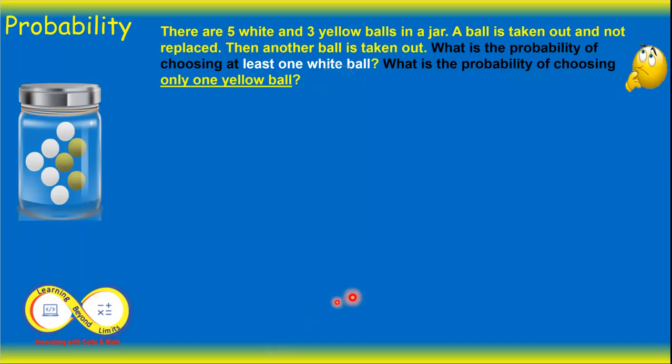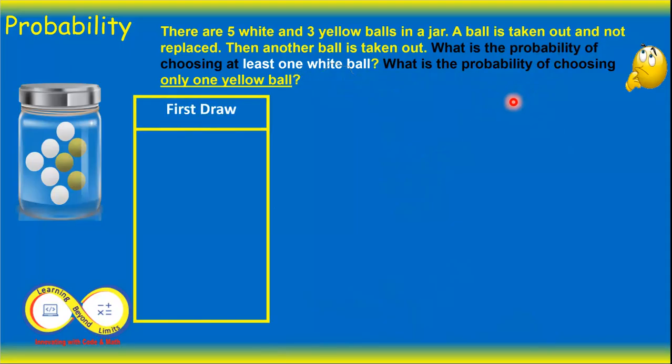So we notice from our question that we have two draws taking place. The first draw is that a ball is taken out, but then it is not replaced. The second draw is that another ball is taken out. Let's look at the first draw.